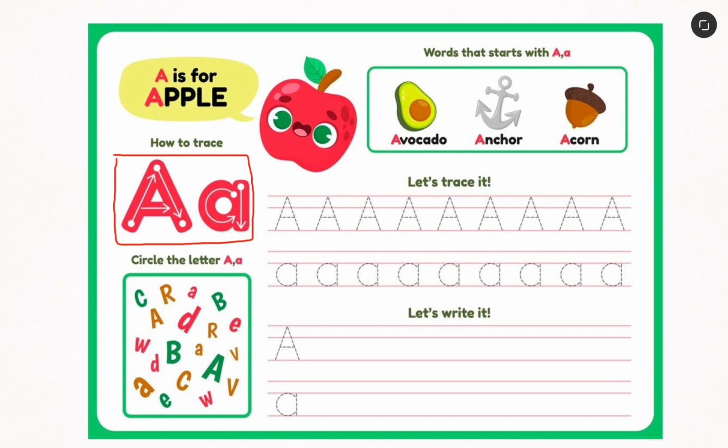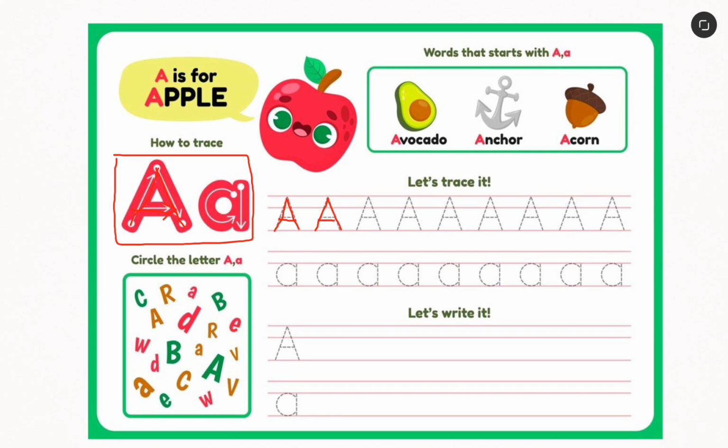So if you want to trace, we move from the bottom here up, then we move down, then from left to right. That is what we are going to do. So let's trace it. Let's come over here and start. So we move from the top to the bottom, then from top to the bottom, and then from left to right. We repeat the same thing again.